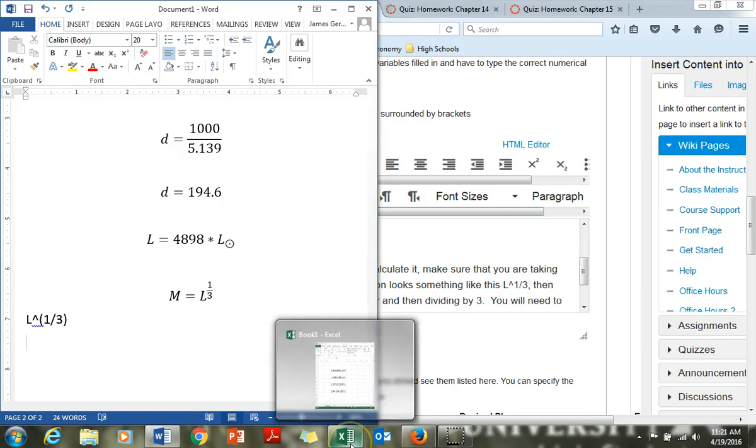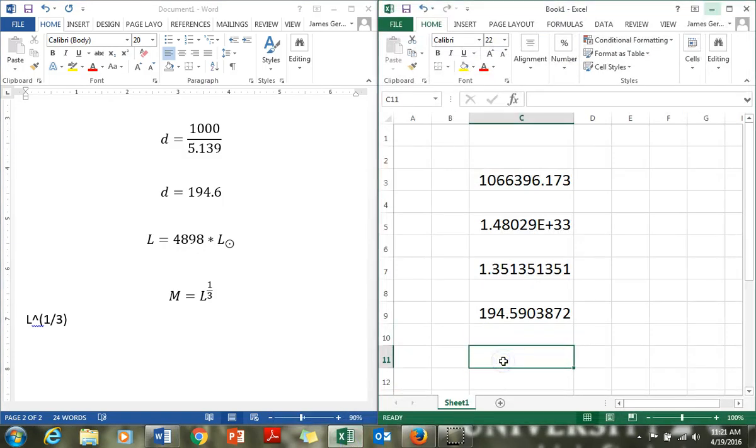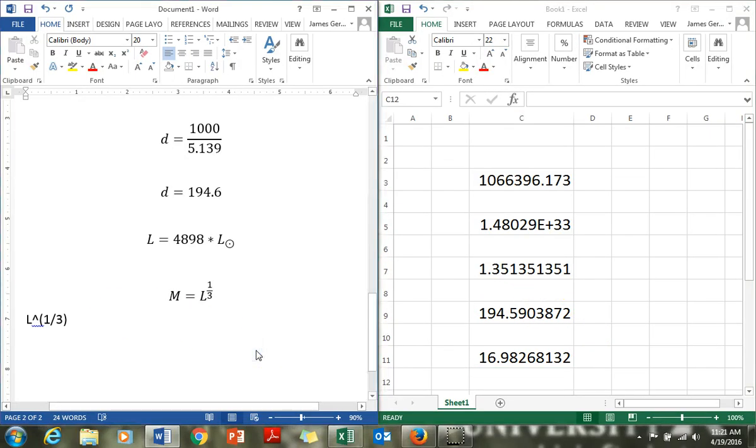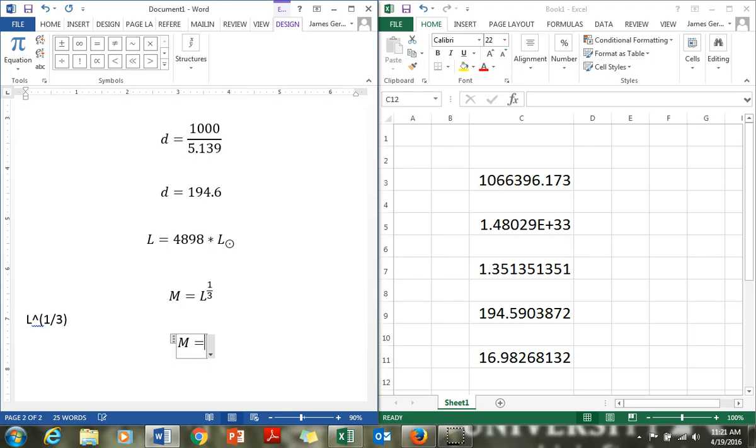So if I'm going to do 4898 to the 1/3 power, 4898 to the (1 divided by 3), see, I use parentheses when I'm doing it so that we sort that out correctly. 4898 to the 1/3 power, and I get 16.98 is the mass. So the mass is 16.98 times as massive as our sun.